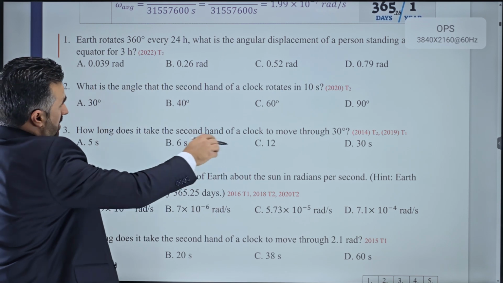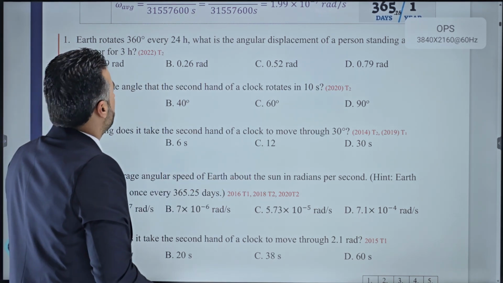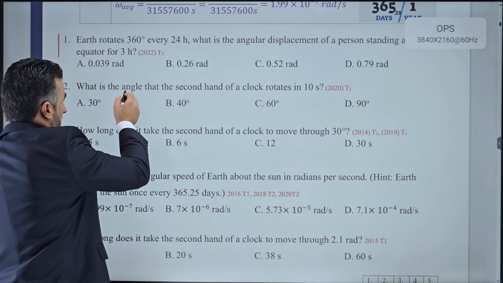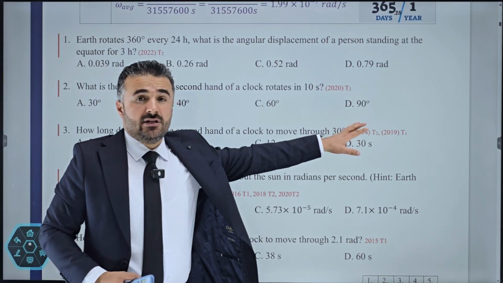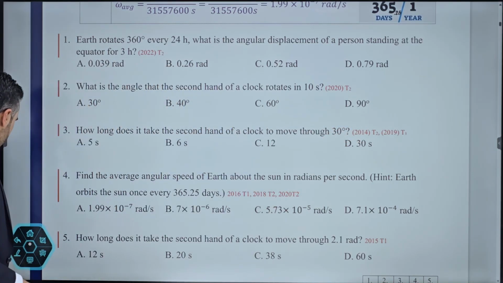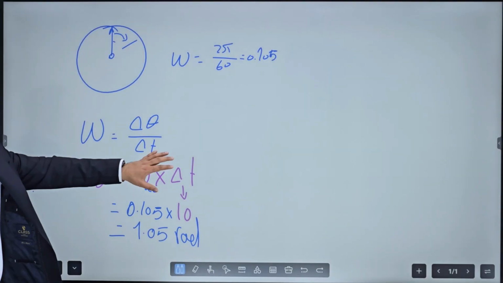What does it say? There's one more thing, as a matter of fact. It says, what is the angle? If you look at the choices that I have, these are in degrees. And what was the angle that I just found here? It was in radian, if you know that.